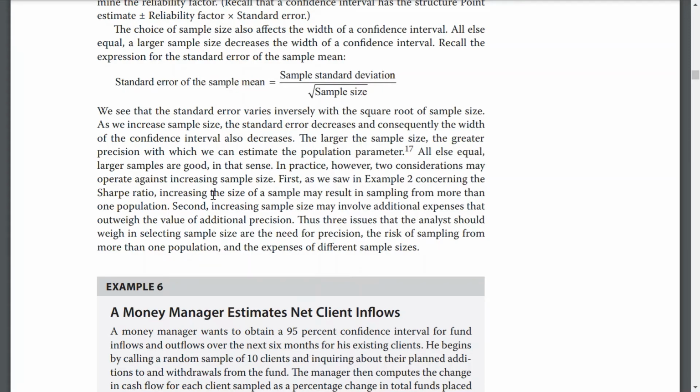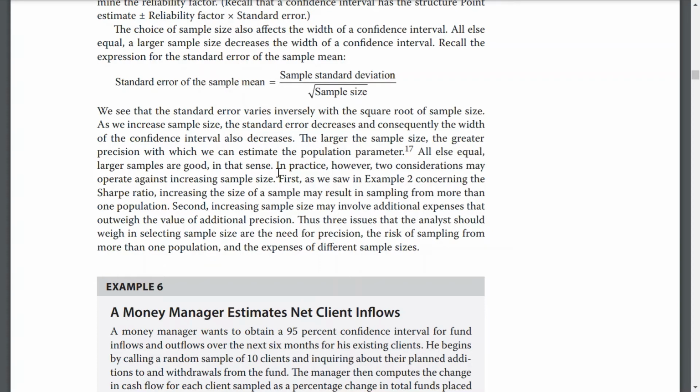We see that the standard error varies inversely with the square root of the sample size. As we increase the sample size, the standard error decreases, and consequently the width of the confidence interval also decreases. The larger the sample size, the greater the precision with which we can estimate the population parameter. All else equal, larger samples are good in that sense.